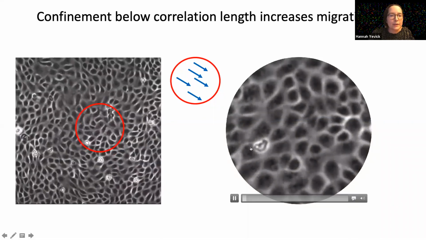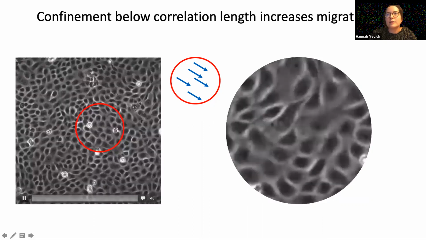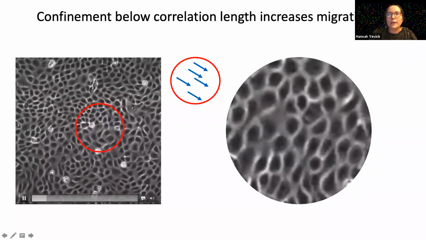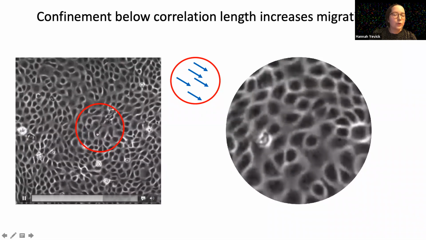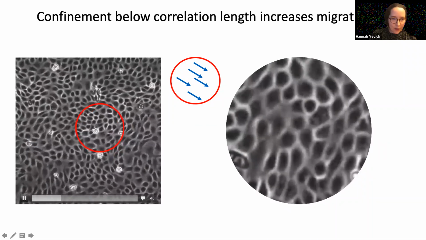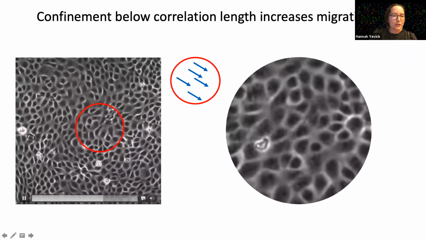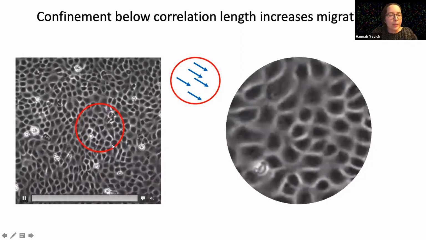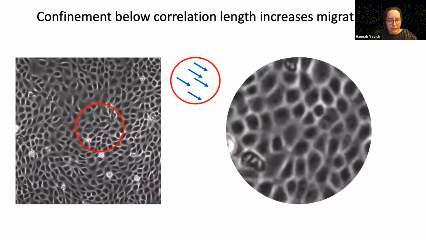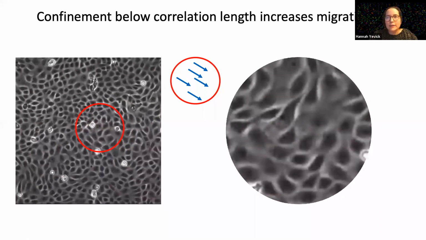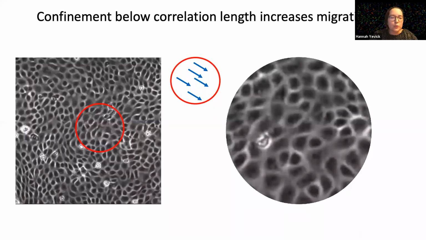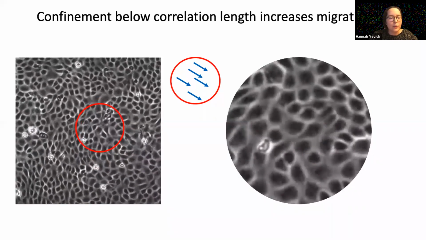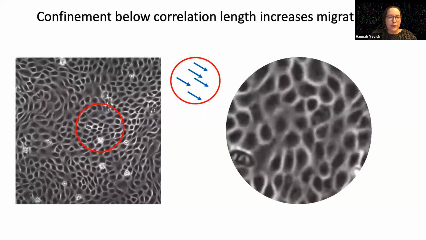And so what happens is that if we look at the velocity correlation length of cells in this tissue, it's around 200 microns, meaning that these collective swirls form in patches of around that size. And so if we confine our tissue below that width of 200 microns, we're basically suppressing these swirls and causing the overall tissue to stream down the track or the wire in a more directed fashion.